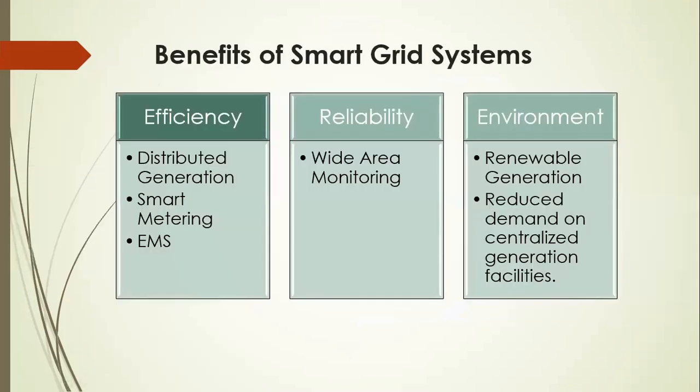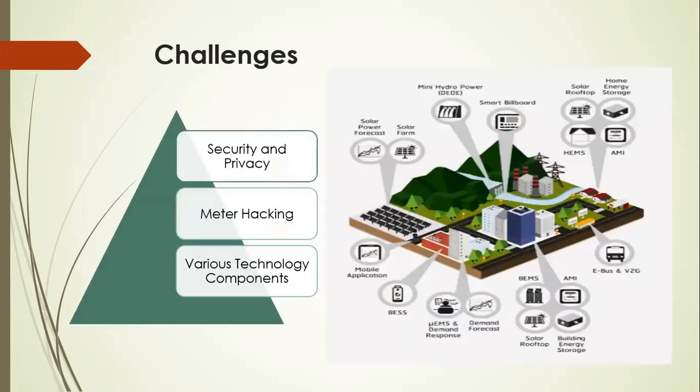Then we have the benefits of a smart grid system. Benefits mainly include efficiency, reliability, and environmental factors. In efficiency, it includes distributed generation, smart metering, and energy management system. In reliability, we have wide area monitoring systems. And in environmental factors, there is renewable energy generation integrated with the smart grid. That is a very important impact of a smart grid system on a conventional power grid. And it also reduces the demand on centralized generation facilities.